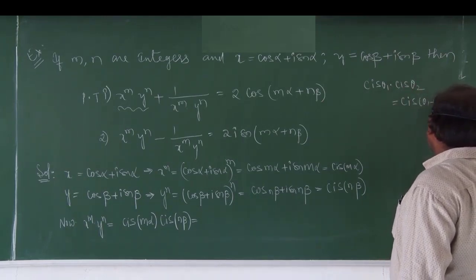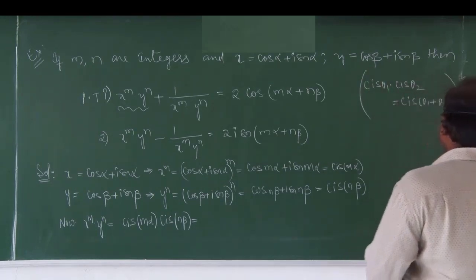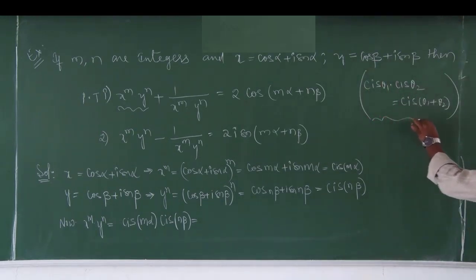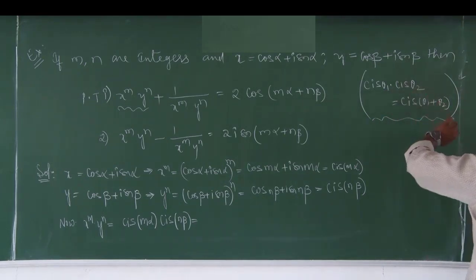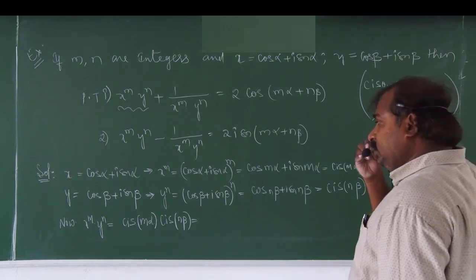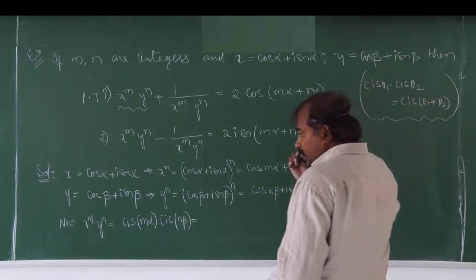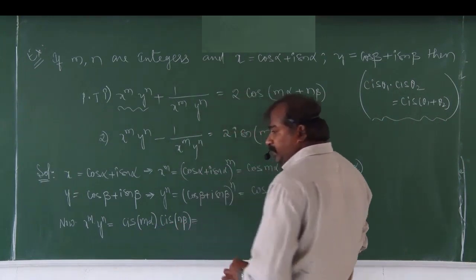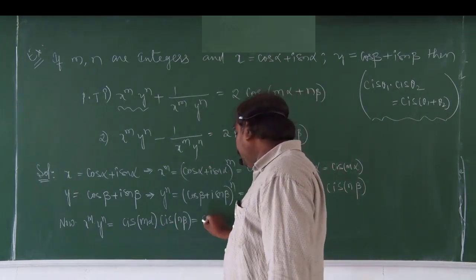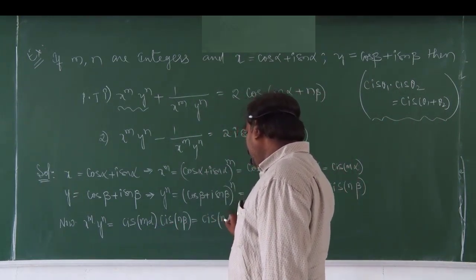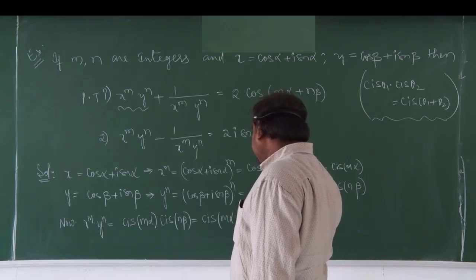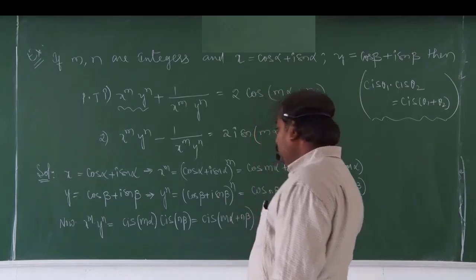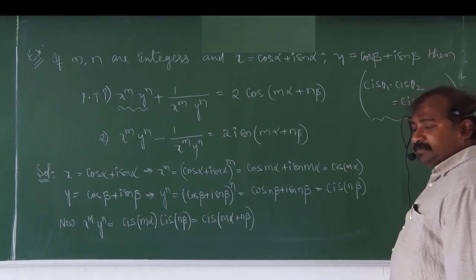Cis of theta 1 plus theta 2. Already this is the concept we gave in the previous lecture: cis theta 1 into cis theta 2 is equal to cis of theta 1 plus theta 2. So basing on that formula, here they have given cis m alpha into cis n beta. So how can I add these? The value is cis of m alpha plus n beta.